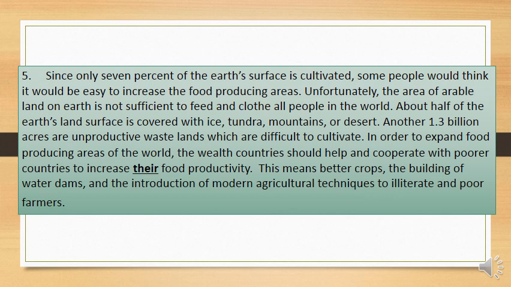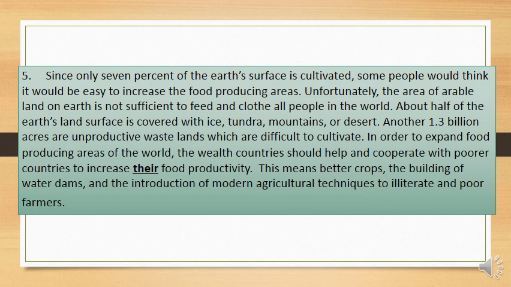Since only 7% of the Earth's surface is cultivated, some people would think it would be easy to increase the food producing areas. Unfortunately, the area of arable land on Earth is not sufficient to feed and clothe all people in the world. So the planted areas in the world are not enough. Okay, so people should find new ways in order to save food, in order to find food.